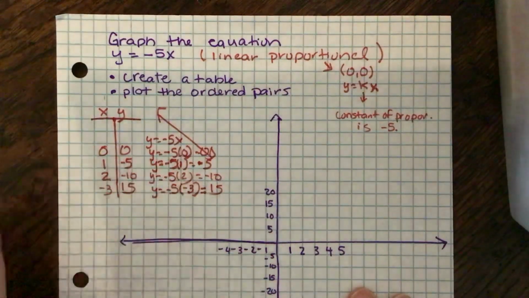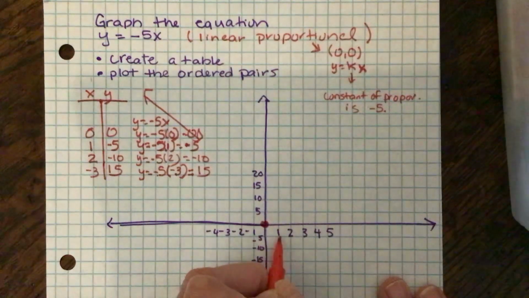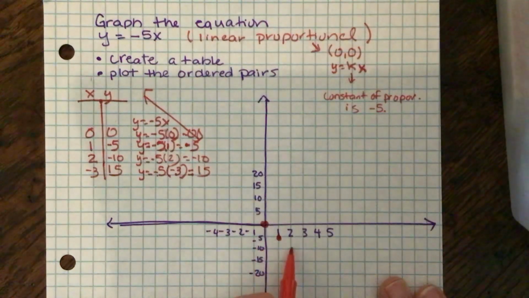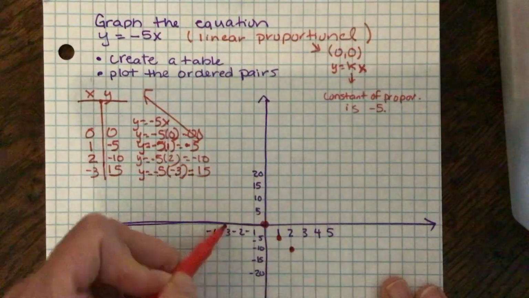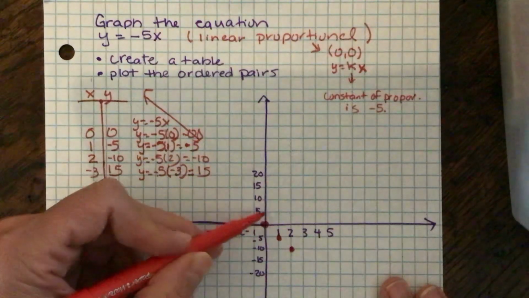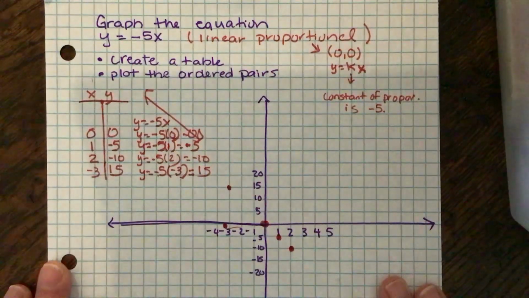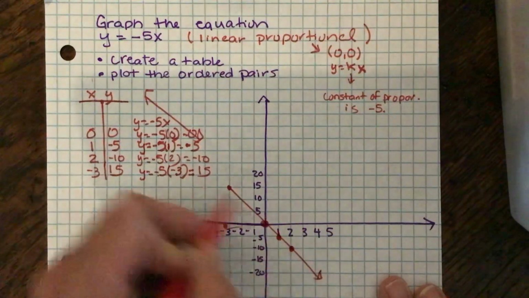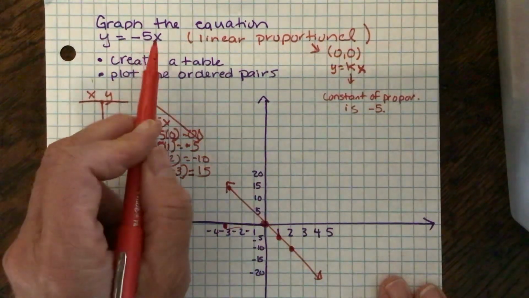We don't have to plot them all, but we can. (0, 0), it's going to go through the origin. When x is 1, y is negative 5. When x is 2, y is negative 10. When x is negative 3, go this direction, y is positive 15. Five, 10, 15, make sure I get this right. There we have it. So there are the ordered pairs from this graph. And if I wanted to connect them, there is the graph of the equation y equals negative 5x.